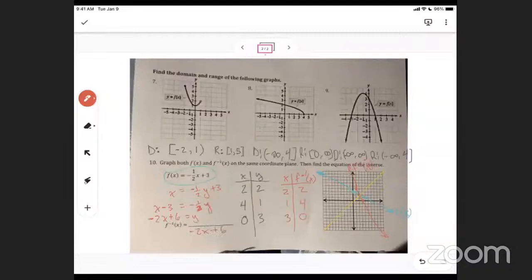And if you look up here, that sure is exactly what I have. There's 6 up there. And it's got a slope of -2. Goes down. This has a slope of -1/2. And they're inverses of each other. Got it? Mm-hmm.